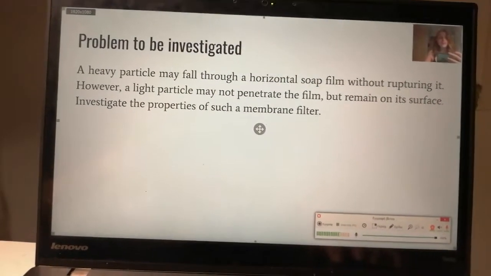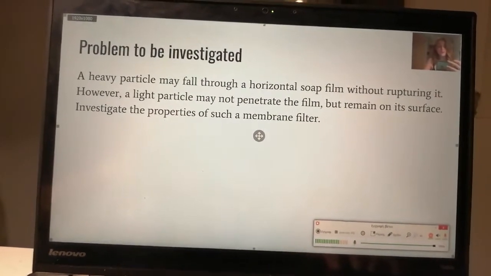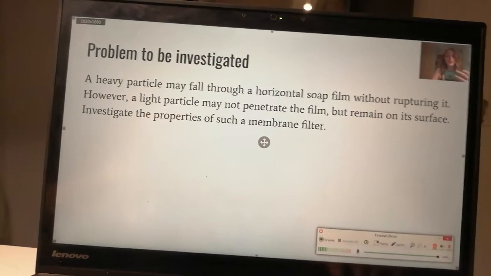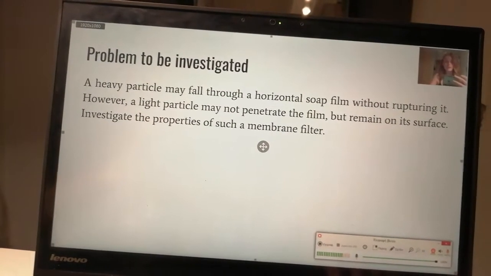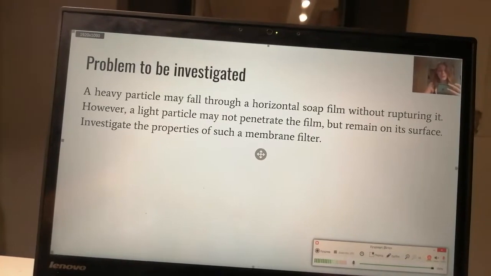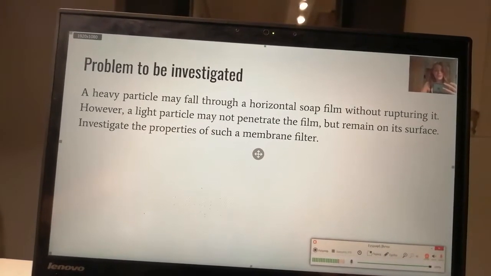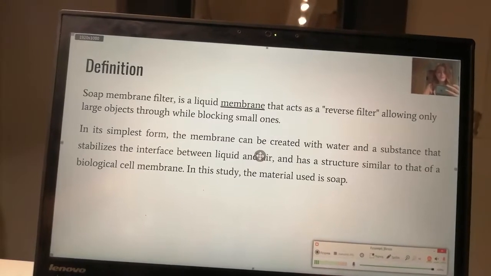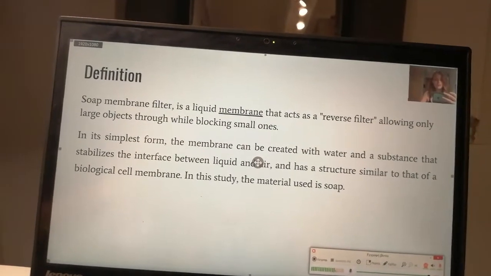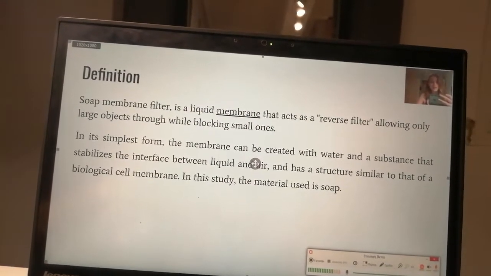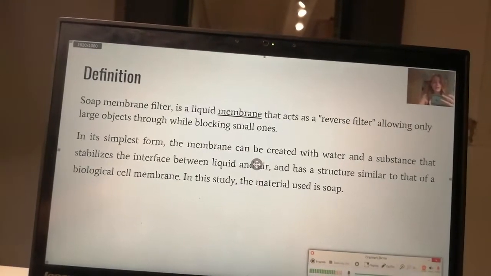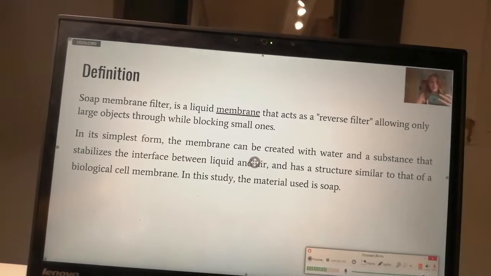The problem to be investigated was that a heavy particle may fall through a horizontal soap film without rupturing it. However, a light particle may not penetrate the film but remain on its surface, and we were called to investigate the properties of such a membrane filter. By definition, a soap membrane filter is a liquid membrane that acts like a reverse filter, allowing only large objects through while blocking the small ones.